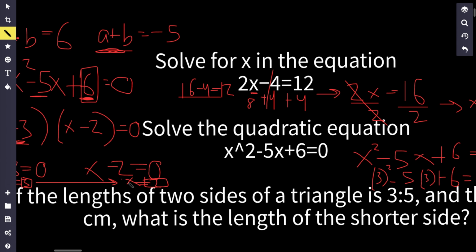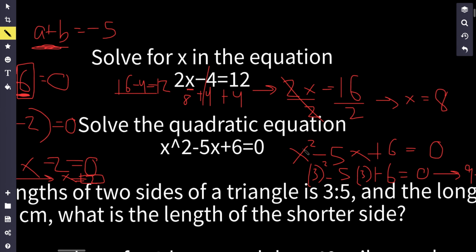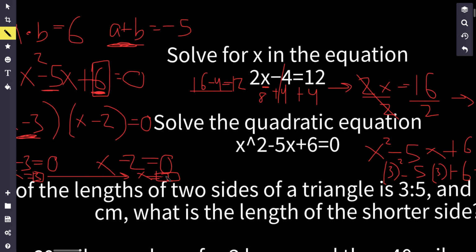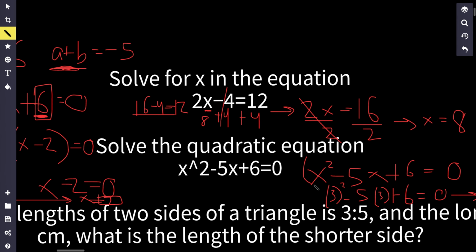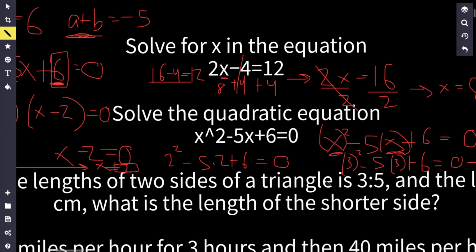If we were to plug in 2 to our equation, we would get, well, everywhere we see an x, right? If x is equal to 2, then that means that everywhere we see an x, we're going to replace it with a 2. So we're going to get 2 squared minus 5 times 2 plus 6 is equal to 0. It's the same thing as before, except everywhere I see x, I just replace it with a 2.